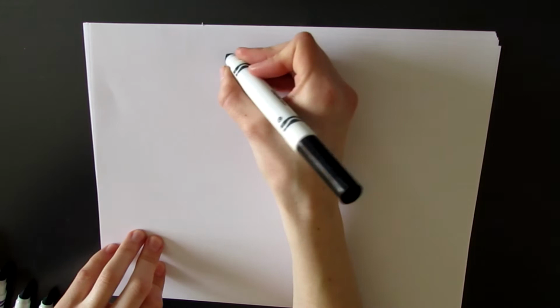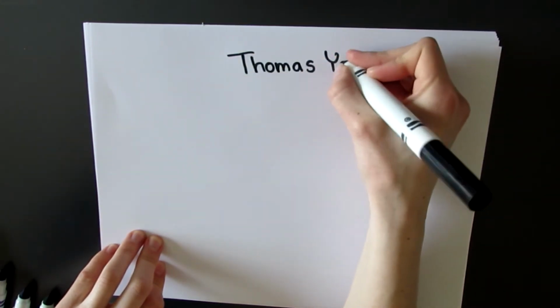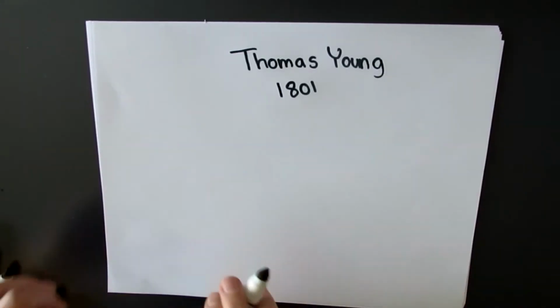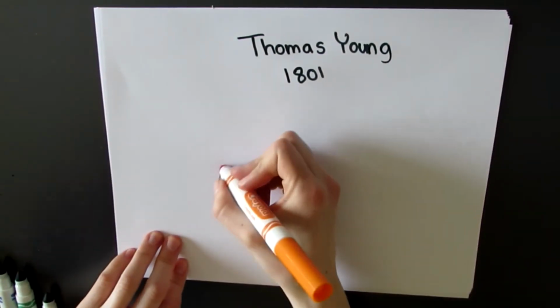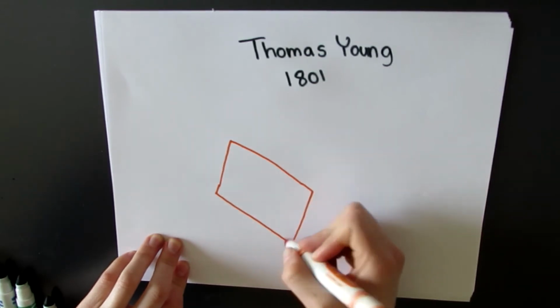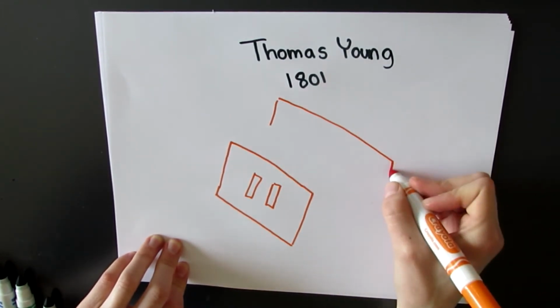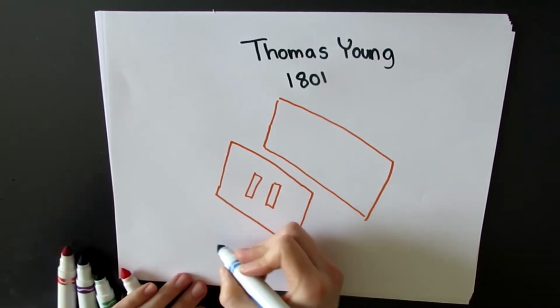In 1801, there was a man named Thomas Young. He helped convince Einstein, who didn't believe that Huygens' principle could apply to light waves. Thomas Young was able to show through his double slit experiment that light actually did behave the way that Huygens predicted. What he did was he had a light shine through two slits, and on the opposite side of the slits there was a wall.